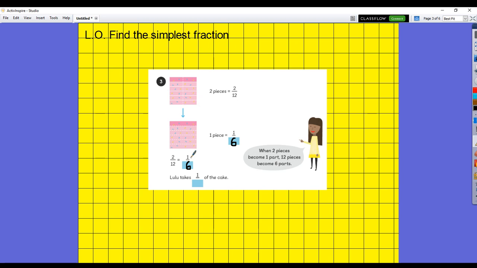We can't make 1/6 any smaller because it won't work. So there's no more numbers that can go into 1 or 6 equally. Whatever you do to the top, you need to do to the bottom. So we can just say Lulu takes 1/6 of the cake.